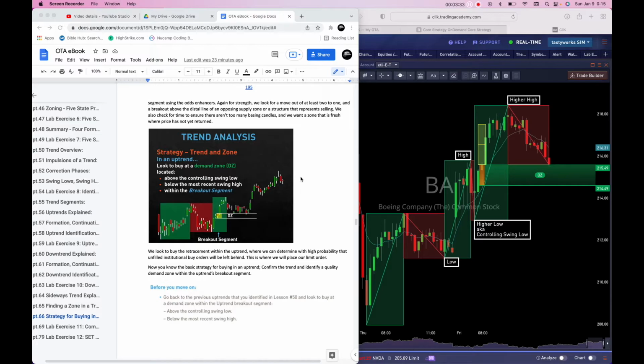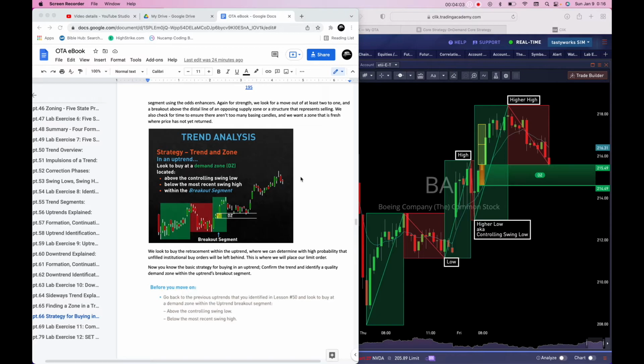We look to buy the retracement within the uptrend where we can determine with high probability that unfilled institutional buy orders will be left behind. This is where we will place our limit order. Now you know the basic strategy for buying in an uptrend. That is to confirm the trend and identify a quality demand zone within the uptrend's breakout segment.